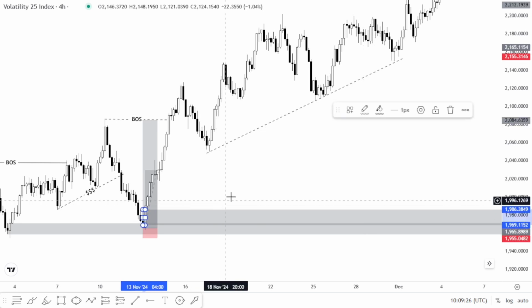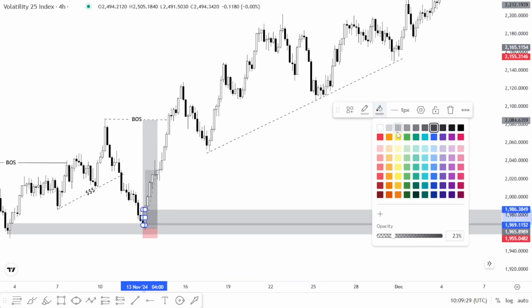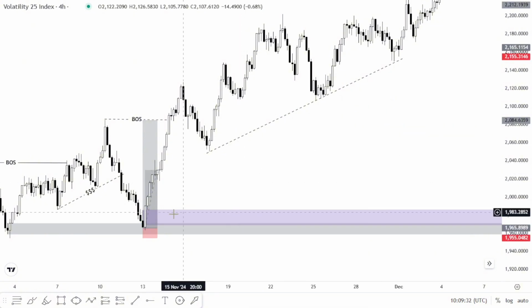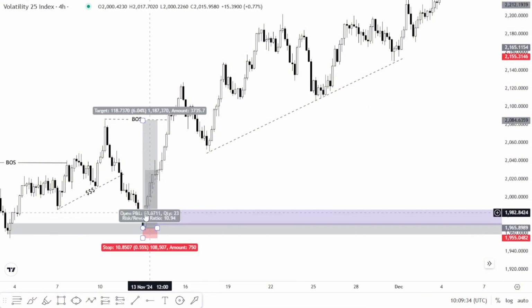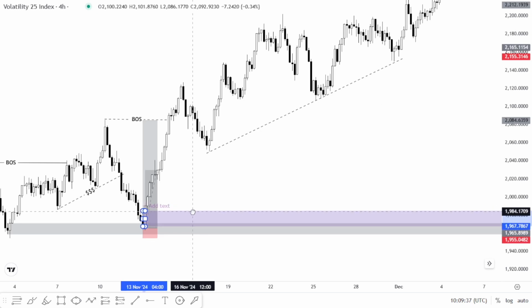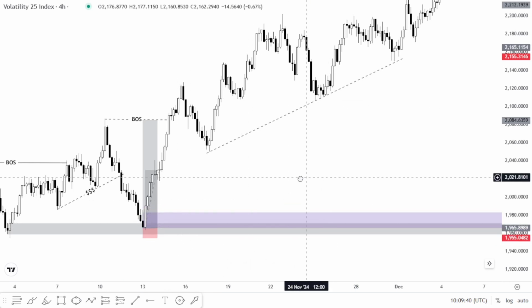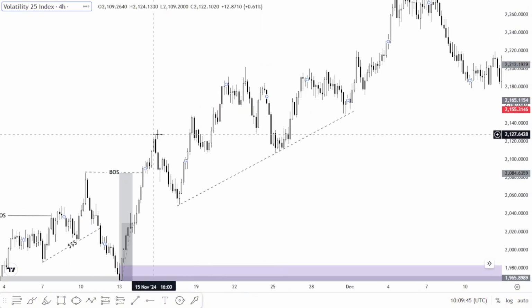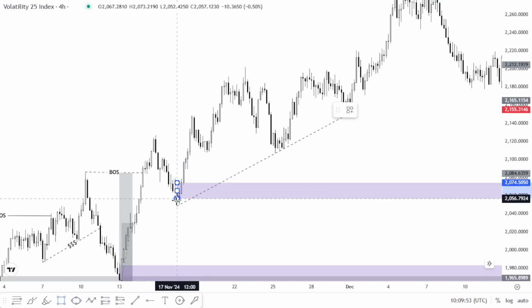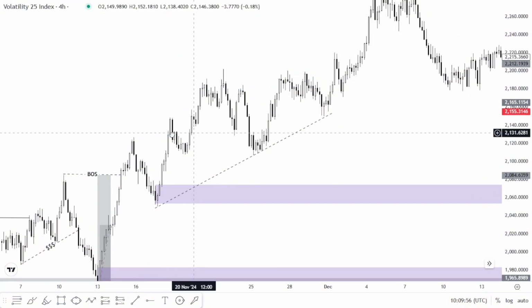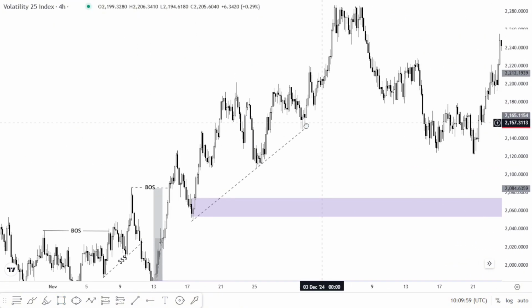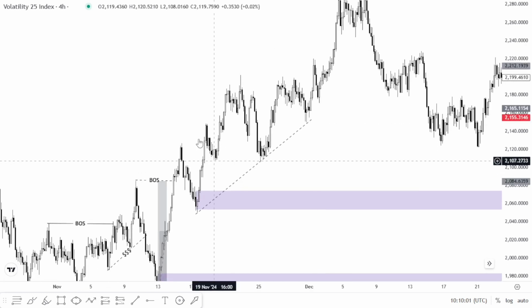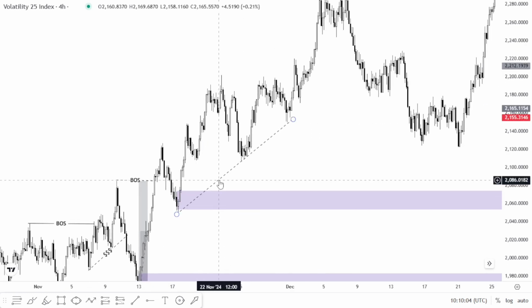With every new high being broken, you just mark it out just like that. The market was supposed to come, tap into this, and then push to your target, but it did not happen. So we have another high being broken. Here becomes our new demand zone. But still the market did not come to it. And then we have another high being broken.